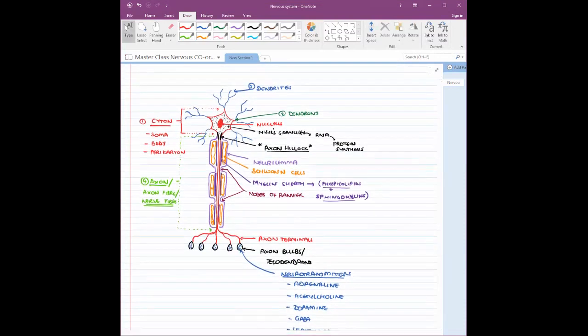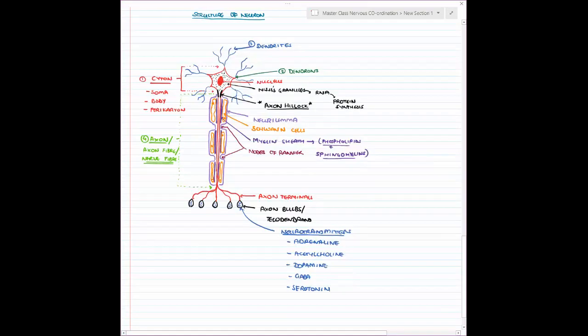Guys, just see if you're okay with this. Then we still have to talk about how it is going to be connected to the other neuron. What really happens over there? But before we move ahead, kindly go through this. Just see if you are okay with this.